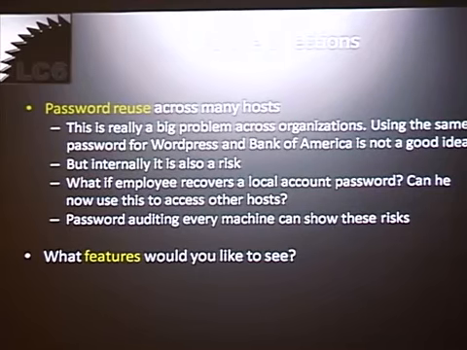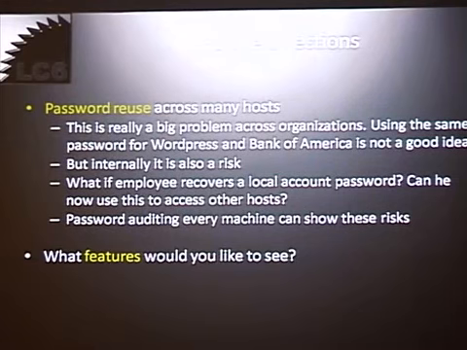Now, it's also potentially a problem within organizations, password reuse. I mean, how many organizations have the same password on every desktop or every laptop? Some sort of admin password or help desk password, or there's some agent that needs to have a password to log in somewhere.